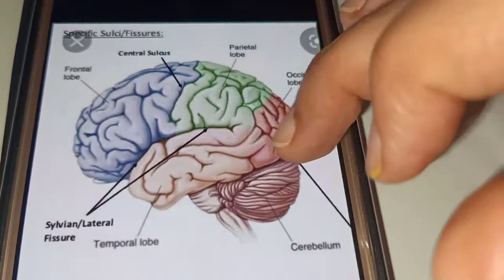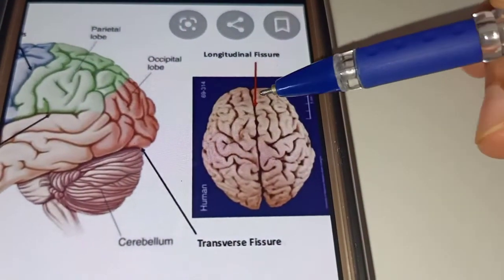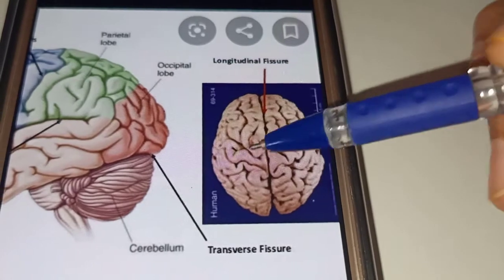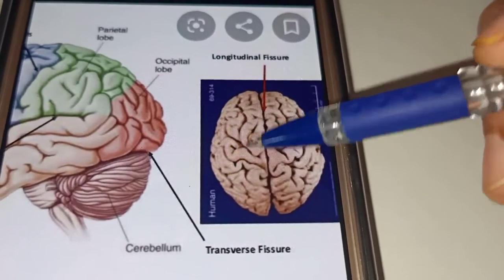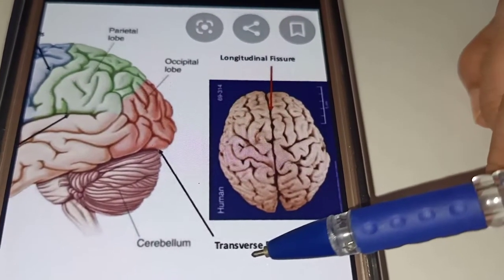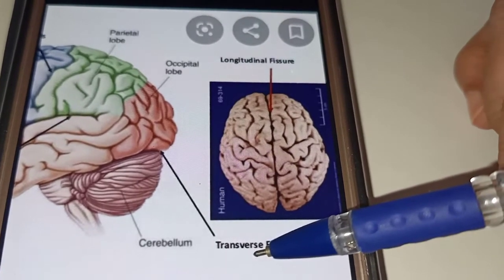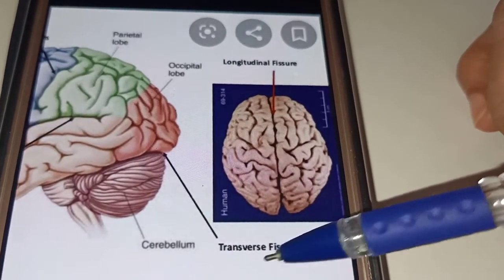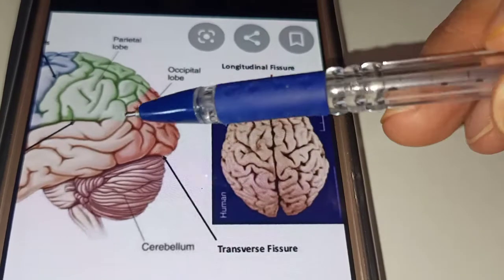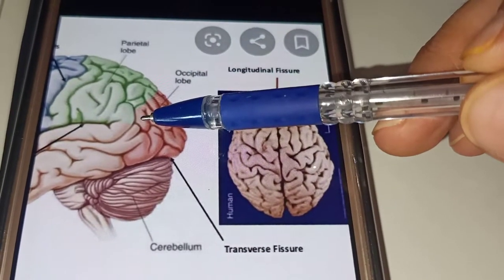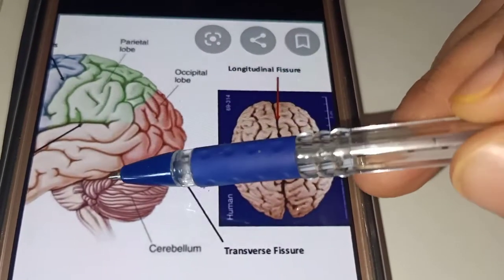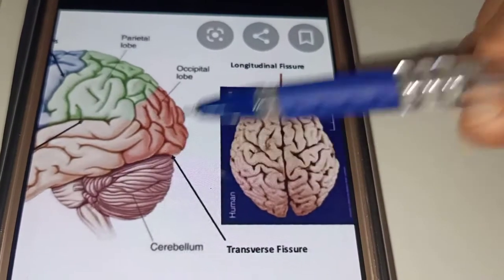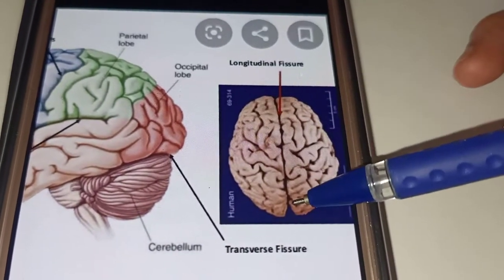Clear? Okay, so this is the longitudinal fissure dividing the cerebrum into two cerebral hemispheres, right and left, and this is the transverse fissure, which separates the cerebrum from the cerebellum. This is transverse and this is longitudinal.